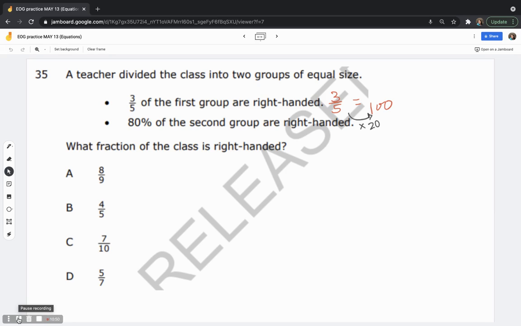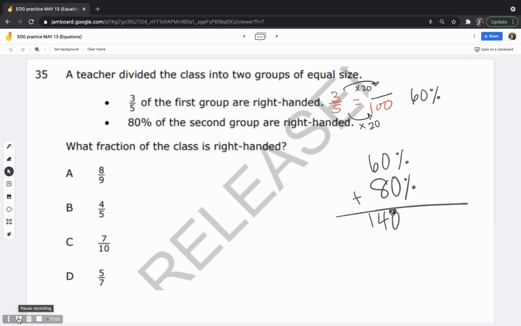and then 80% of the second group is right-handed. So that would mean total, if I add these two up, that would give us 140%. Now 140% of the class isn't right-handed, so I need to cut that in half because it says the teacher divided the class into 2 groups of equal size. So if I divide 140% in half, that is going to give me 70%. So then I'm looking for which fraction is equivalent to 70%. And that would be C, 7/10.